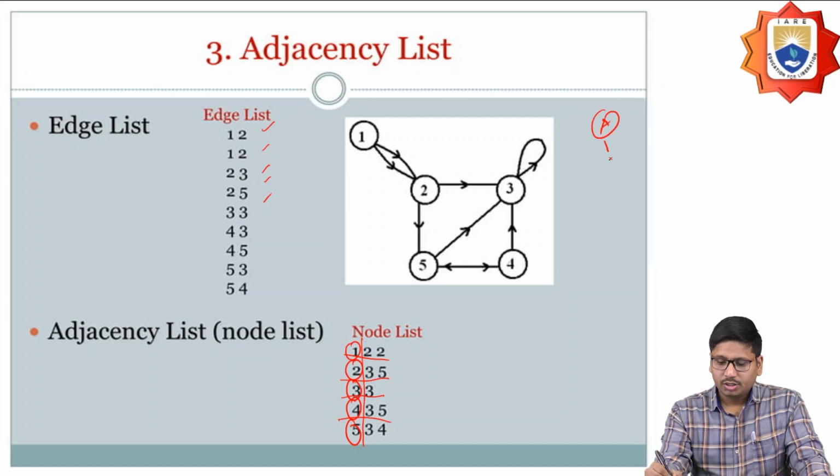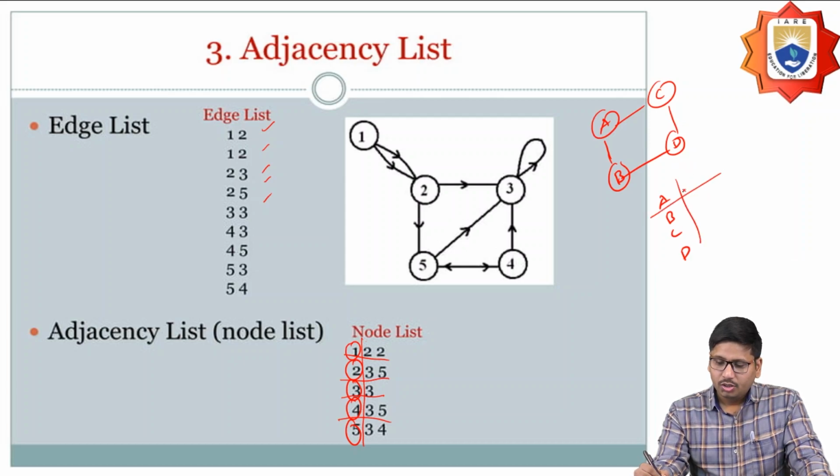Suppose I'm going to construct one like this. I'm going to consider the vertices here. The nodes that are connected from A are B and C. And for B, it should be A and D. And C, it should be A and D. And D, it should be B and C.